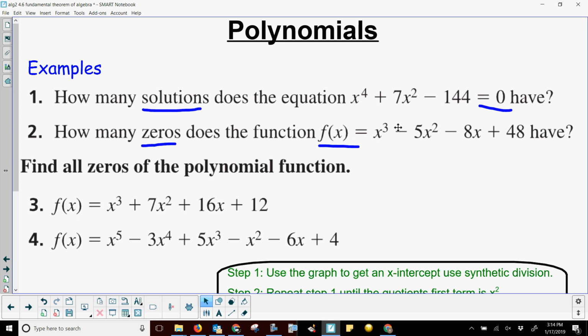So down here, x to the 3rd, x squared, and x. I don't care about the 2 and the 1. X to the 3rd means I'm going to have 3 answers. So find all the zeros of the polynomial function.